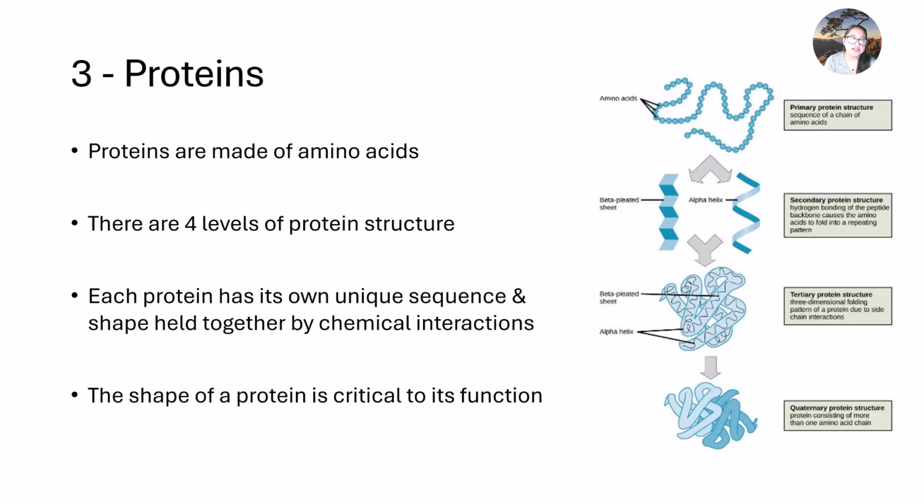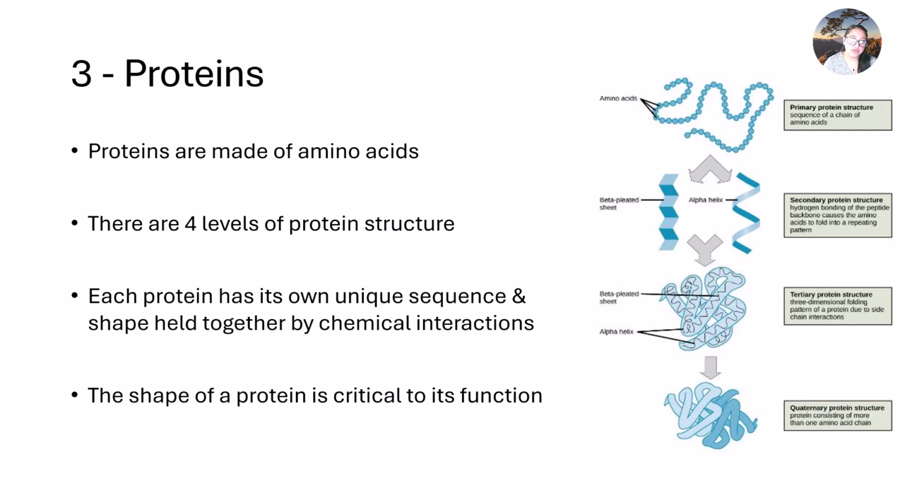Now, proteins are another big thing that we hear about when it comes to our diet. But in chemistry, proteins are molecules that are made of amino acids. So those are smaller molecules, amino acids, and you link amino acids together to make proteins.